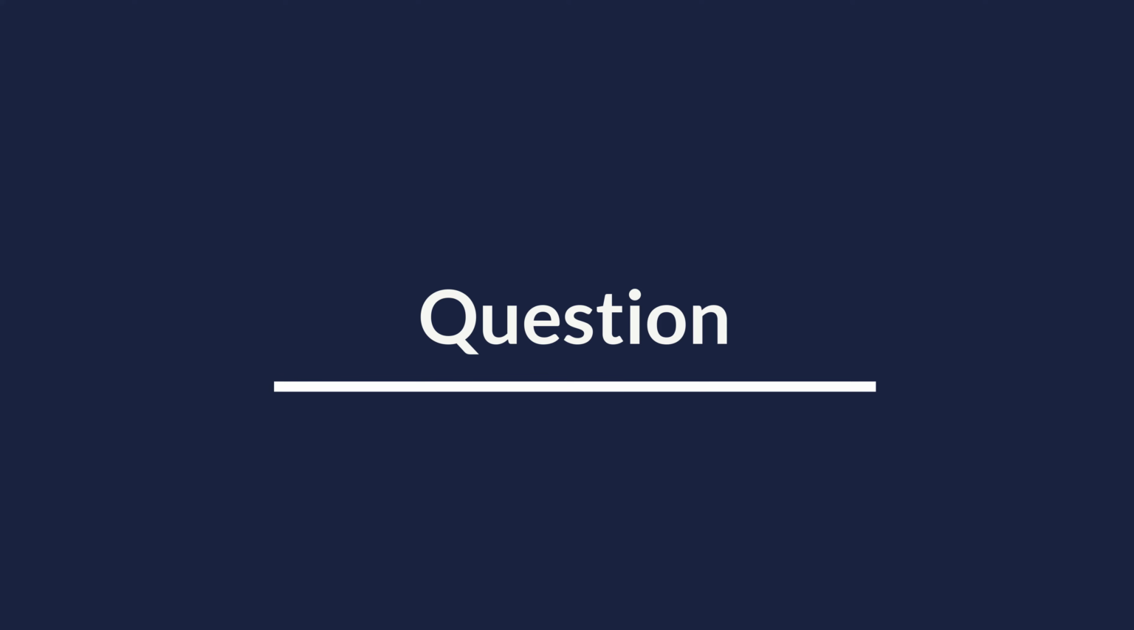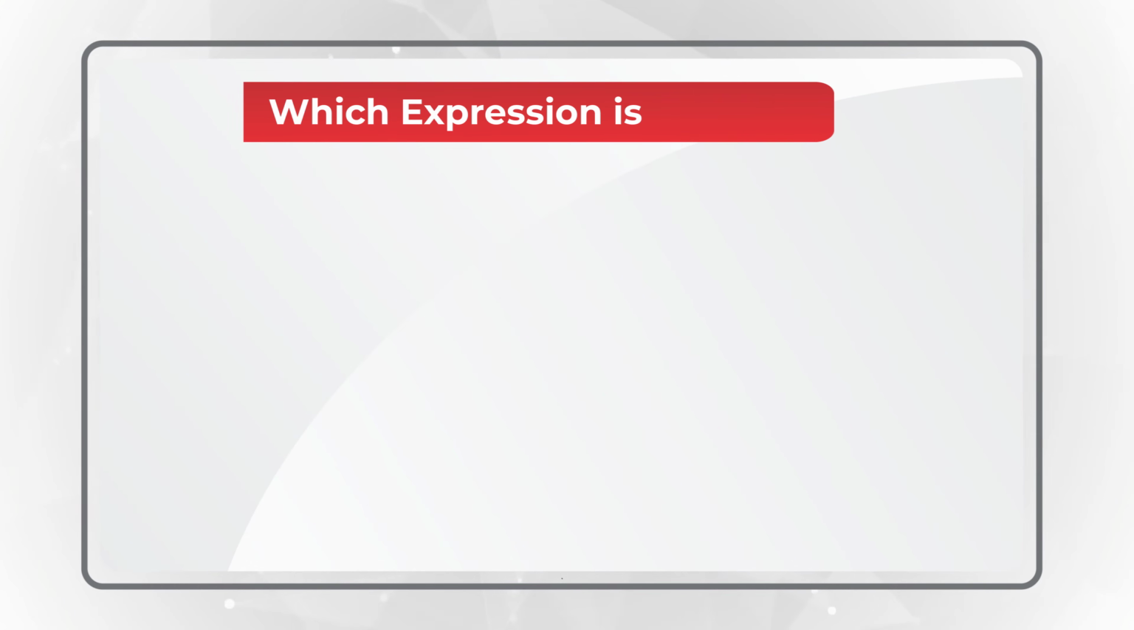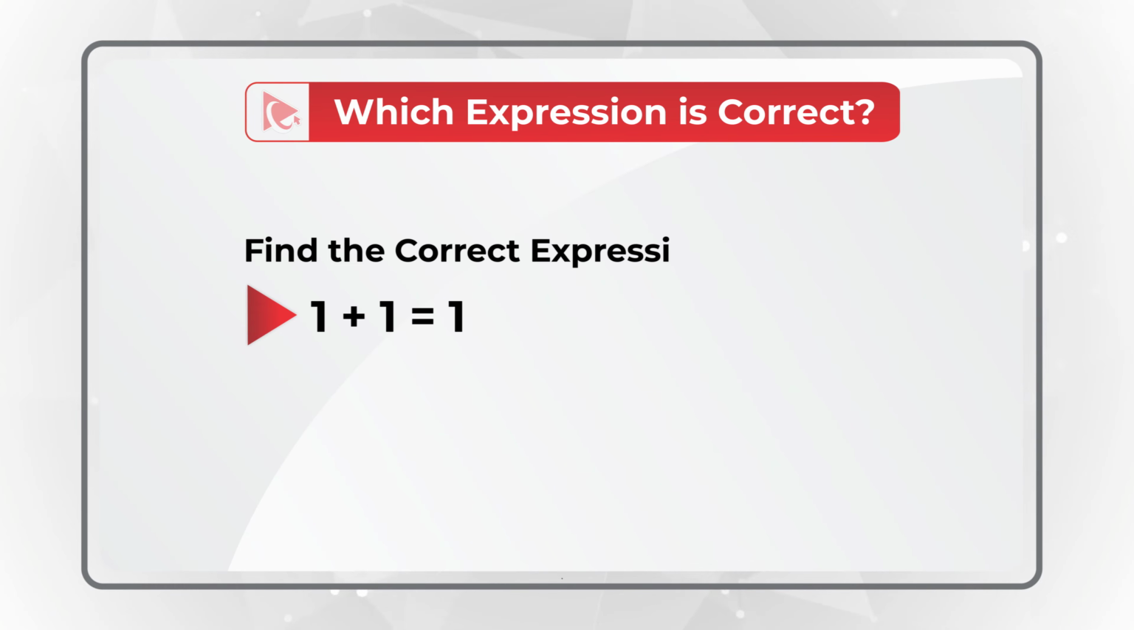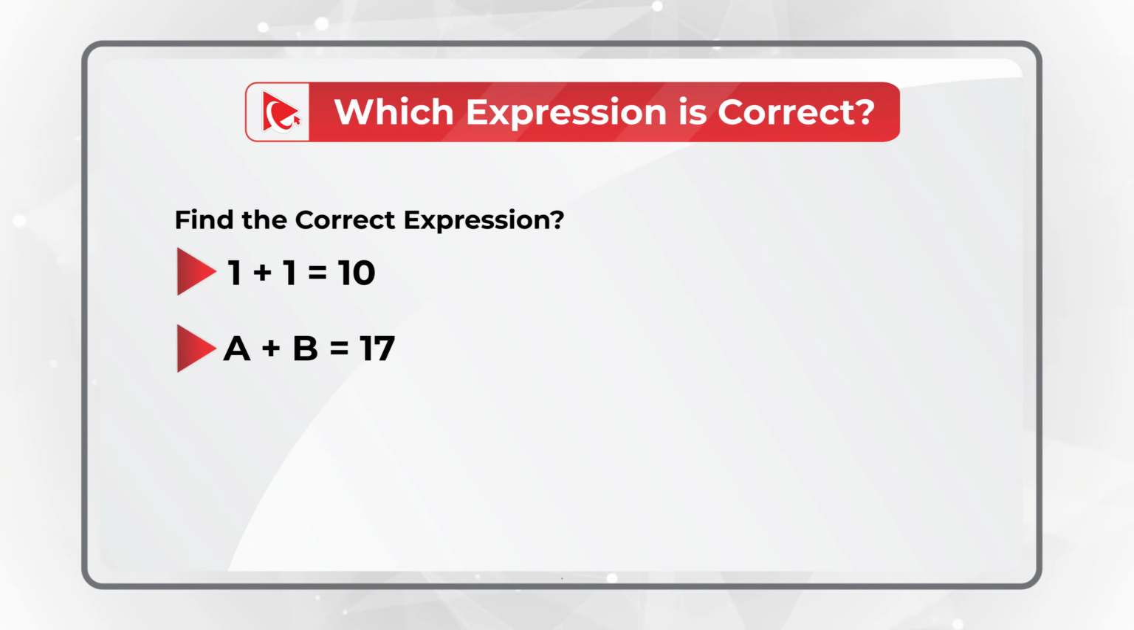Here's a very unusual question which is frequently used in the test. You need to find the correct expression. And you're presented with choices 1 plus 1 equals 10 and second choice, A plus B equals 17. You have 4 different options to choose from.